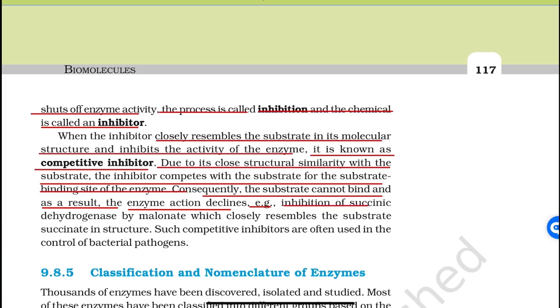Example: inhibition of succinic dehydrogenase by malonate, which closely resembles the substrate succinate in structure. Such competitive inhibitors are often used in the control of bacterial pathogens.